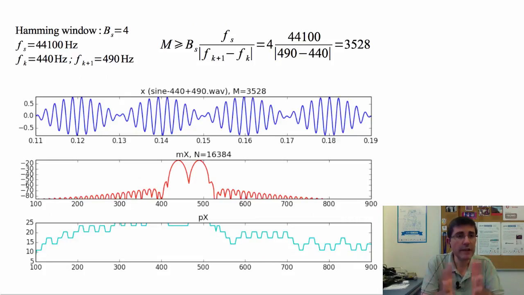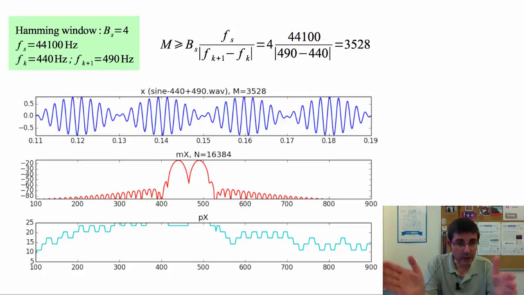So let's show an example. Let's start from a given window, like the Hamming window, that B sub S is equal to 4, so the main lobe width is equal to 4, and we have a given sampling rate, and we have two particular frequencies that we want to distinguish, the ones we showed before, 440 Hertz and 490 Hertz. So the difference is this 50 Hertz.